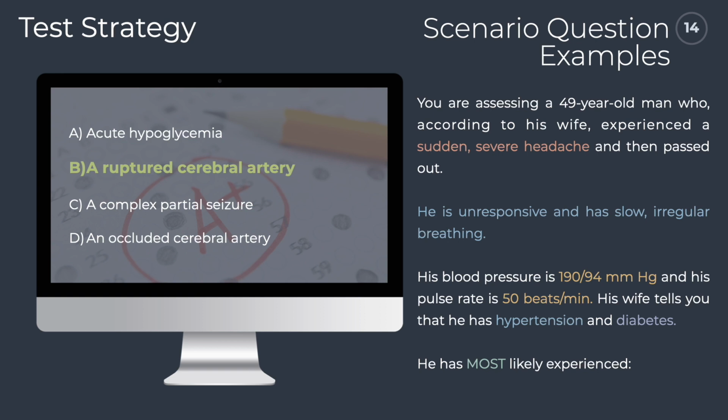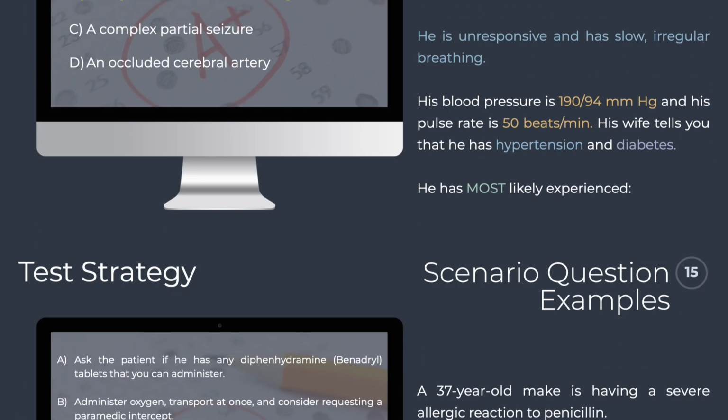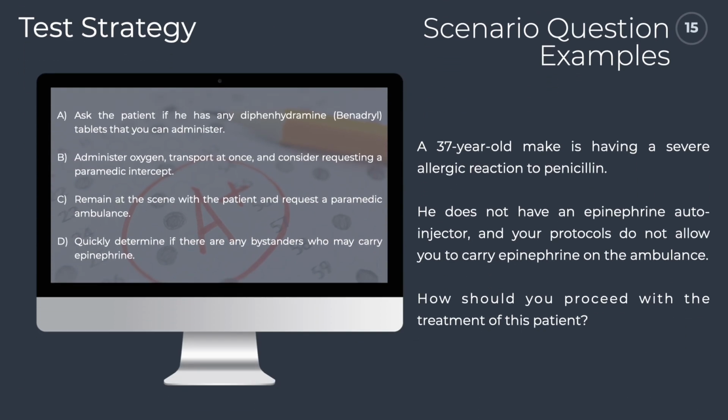With the totality of evidence presented to us, it is clear that the patient is not having acute hypoglycemia, or a complex partial seizure, or an occluded cerebral artery, which leaves us with the only correct answer of a ruptured cerebral artery. Moving on to the second example question, a 37-year-old male is having a severe allergic reaction to penicillin.